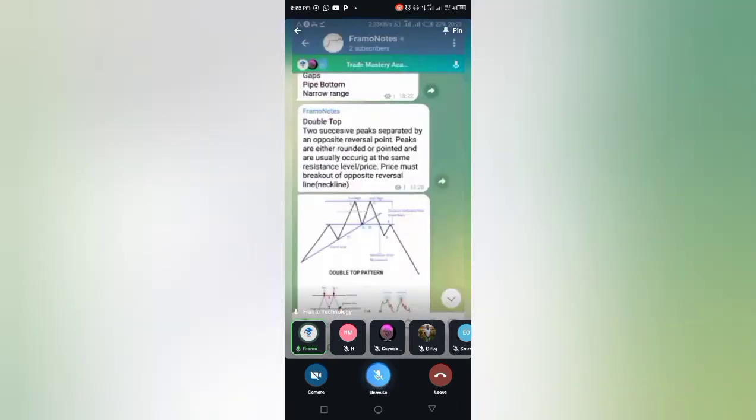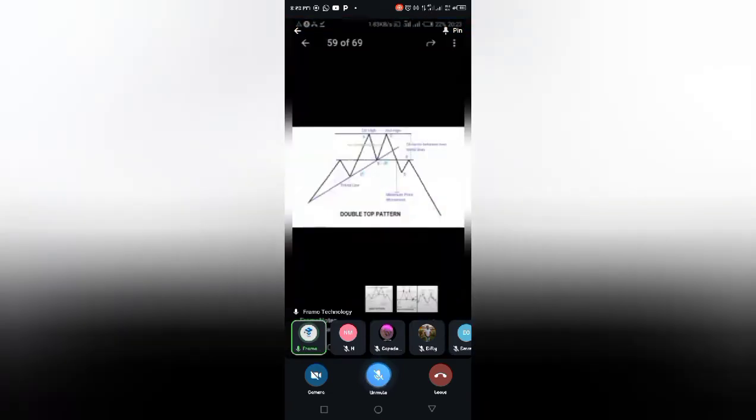Okay. Now, before we get to the pattern, this thing I had wanted to reserve so that we treat it specially. But then I have to give you a gist of it, or I have to explain it before we can actually talk about the patterns. What we have to know is what we call support and resistance.